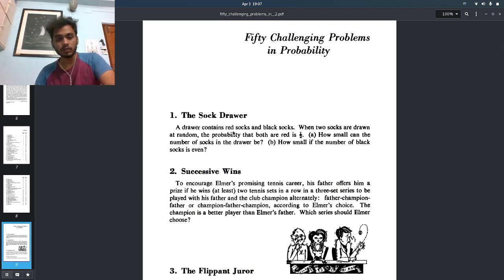Sorry for the inconvenience. Anyways, a drawer has red socks and black socks. When two socks are drawn at random, the probability that both are red is half. How small can the number of socks in the drawer be?